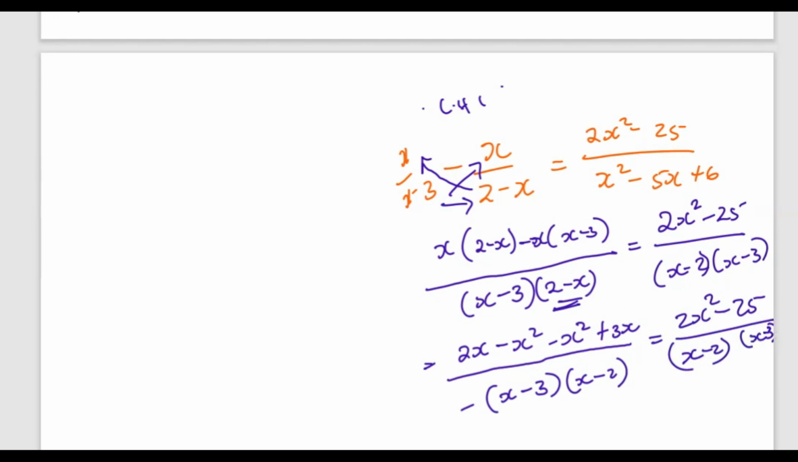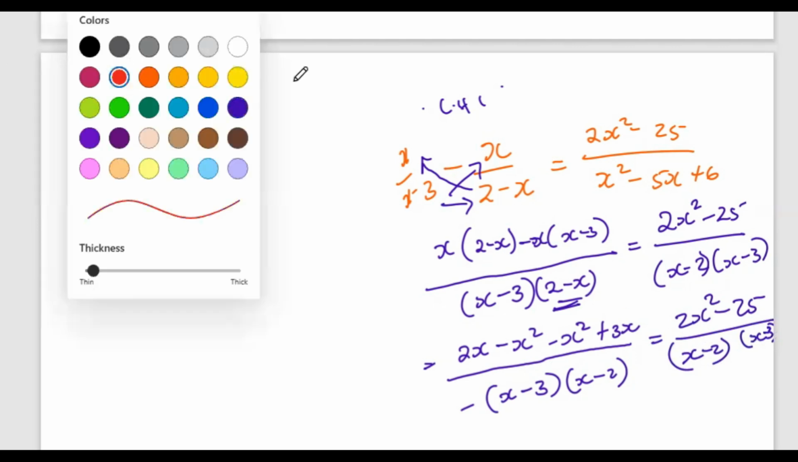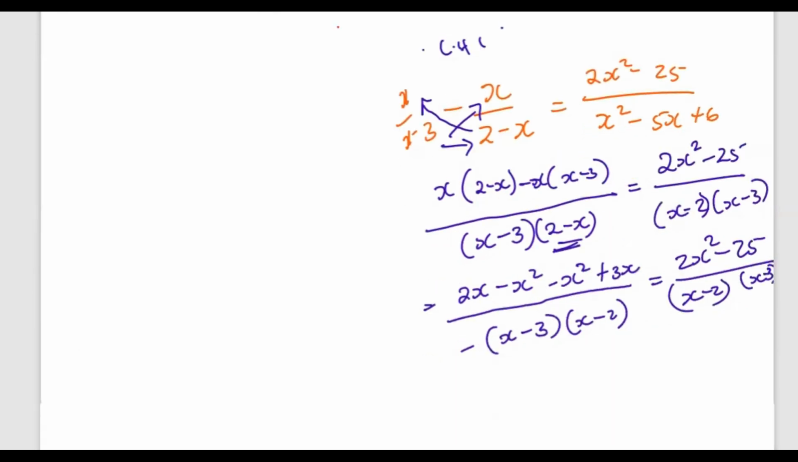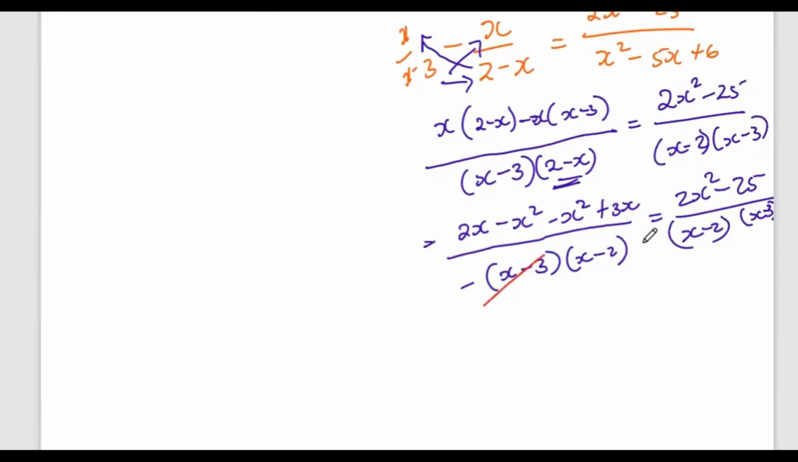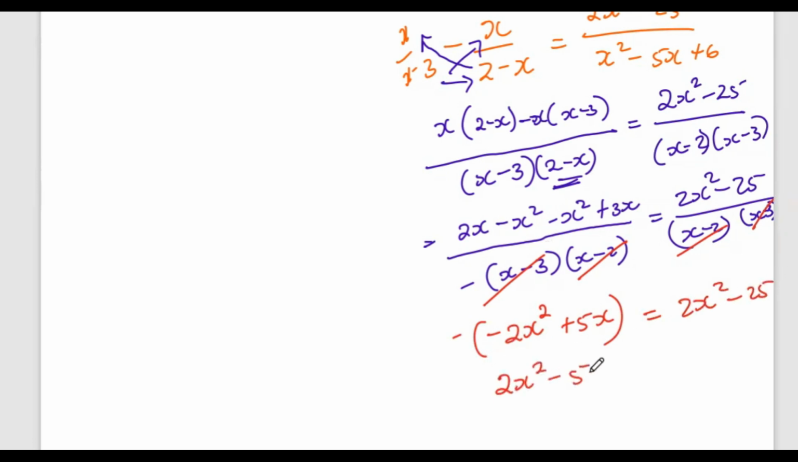So then the denominators are just the same on either side, which means they can be cancelled out. This cancels that one, this cancels that. I'll only be left with the negative. Let me simplify what is on top. That's negative 2x squared plus 5x. All this is a negative, equal to x squared minus 25. So that is 2x squared minus 5x is equal to x squared minus 25.